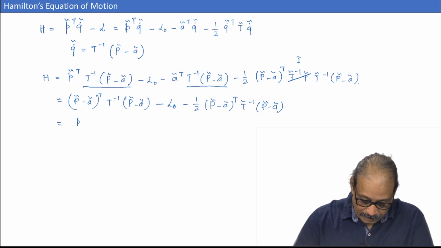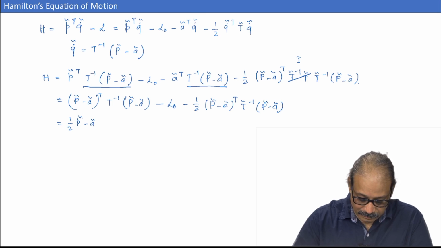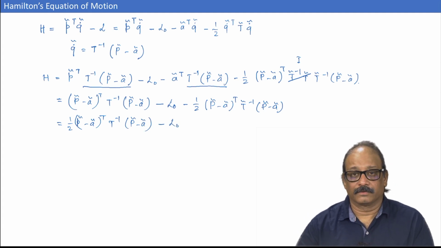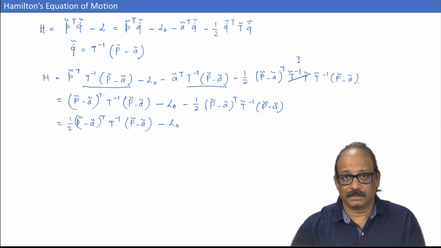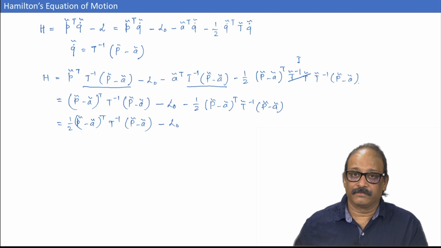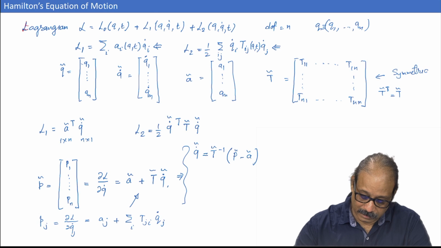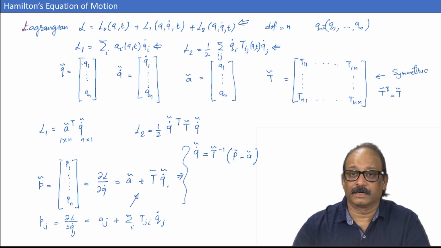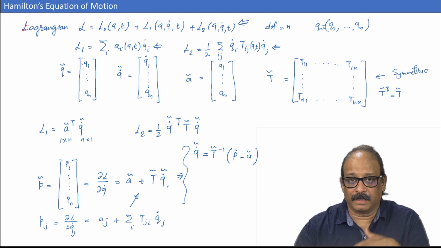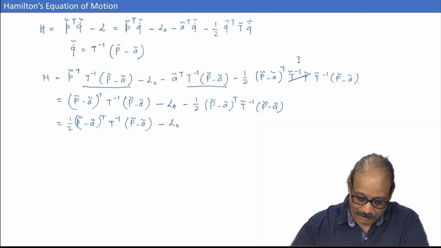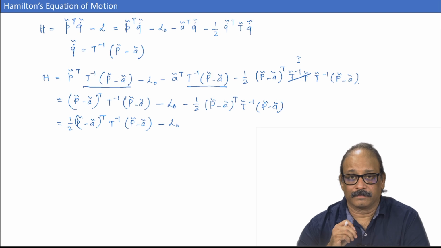So, this is half of (P tilde minus A tilde) transpose T inverse (P tilde minus A tilde) minus L 0. Okay. So, we have straight away got the final answer out of this. And whenever we recognize the Lagrangian has this quadratic form, then we can directly apply this formula there. Okay, fine. So, let me take one example.